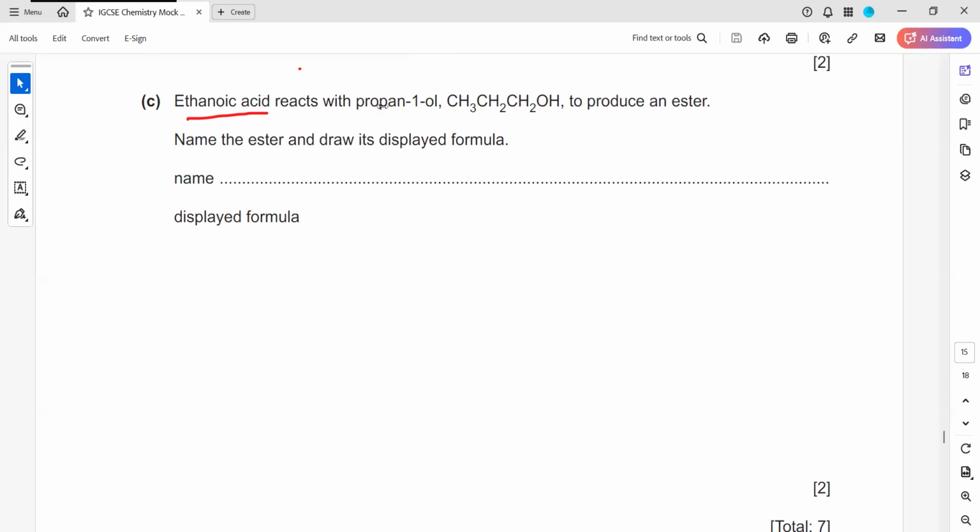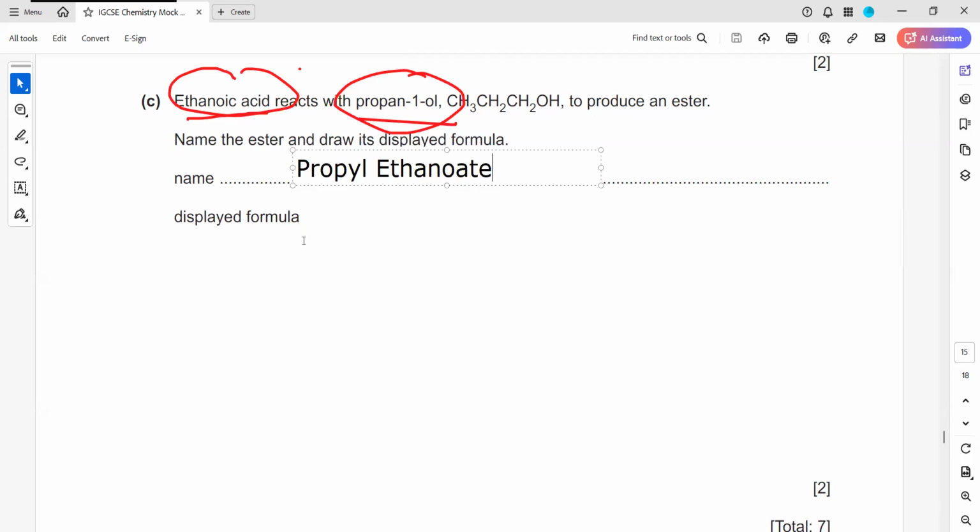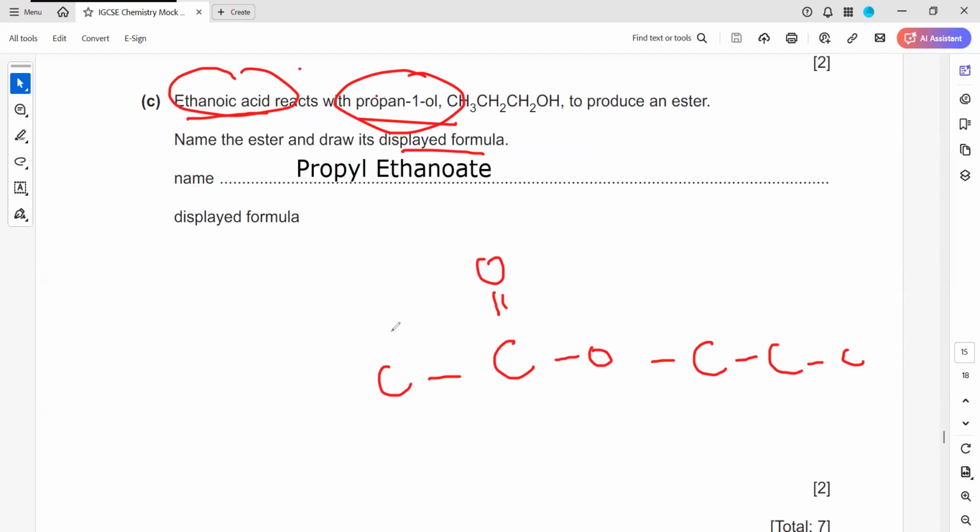Ethanoic acid reacts with propanol to produce an ester. Name the ester and draw the displayed formula. The first name is always from the alcohol and the second name is from the carboxylic acid. So it will be propyl ethanoate. Now we want to draw the ester. C is double bonded with O, and O. Prop means 3 carbons, so we draw 3 carbons with single bonds, and eth means 2, one is already there. We draw a second one, and this will have 3 hydrogens. This will have 2 hydrogens, this will have 2 hydrogens, and this will have 3 hydrogens. They said displayed formula, so displayed formula means I have to show all the bonds and all the atoms.